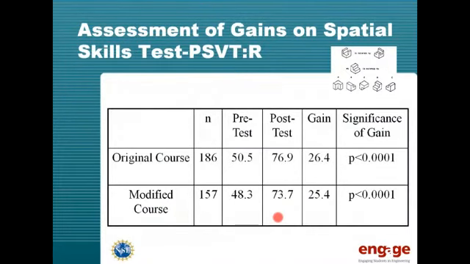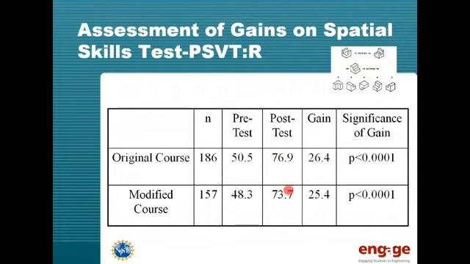If we look at gains on this test, the Purdue test up here, the original course was when Michigan Tech was on quarters. This is from 1993 to 1999. The modified course is when we were on semesters, and this data is actually just from 2000 to 2002. We see similar results nearly every year. But you can see that the students started at about a 50% and they ended up in the mid-70s at the end of the spatial skills course.